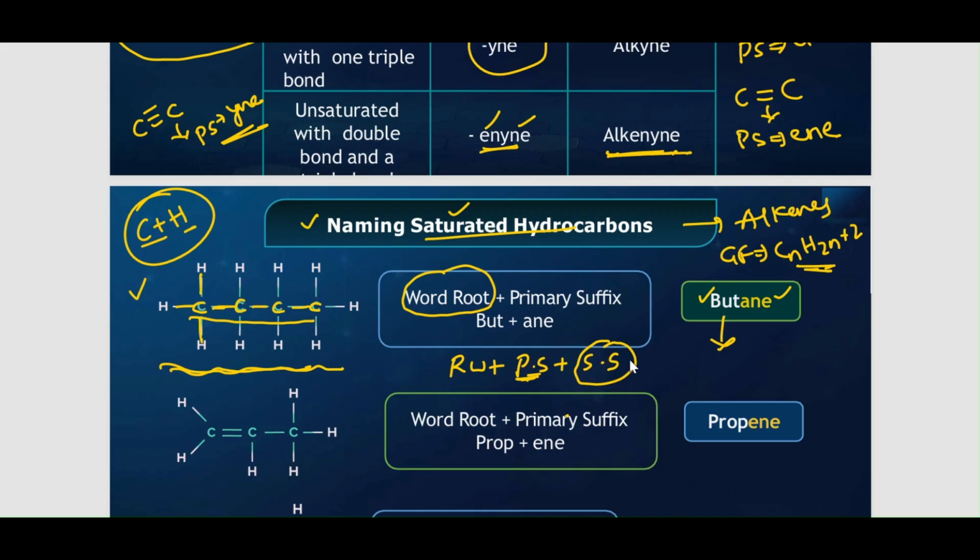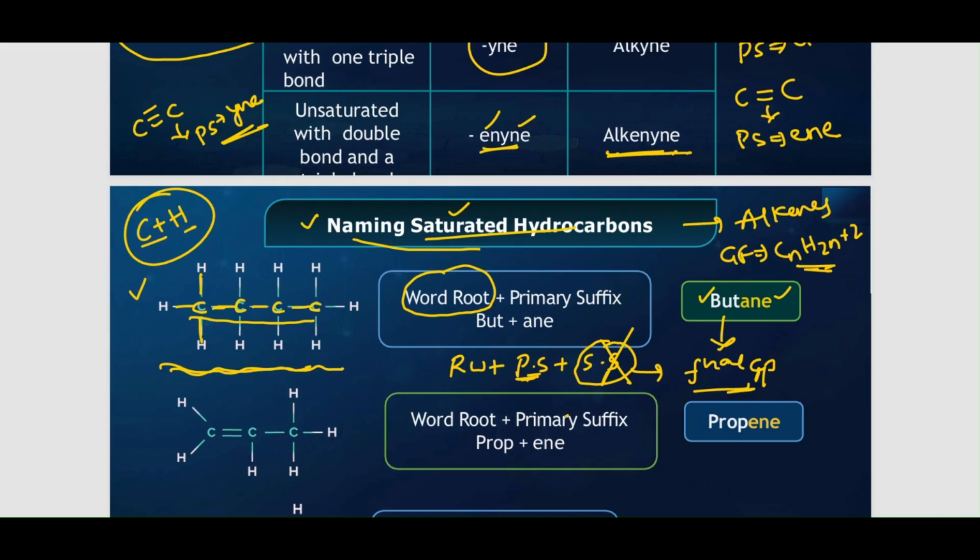So how do we identify it? Secondary suffix describes the functional group, which determines the chemical and physical properties. Here there is no functional group, right? And one more important point, I have given only the naming of saturated hydrocarbons, so you can ignore the secondary suffix because there is no functional group. We will discuss completely what the secondary suffix is and what kinds of functional groups there will be.